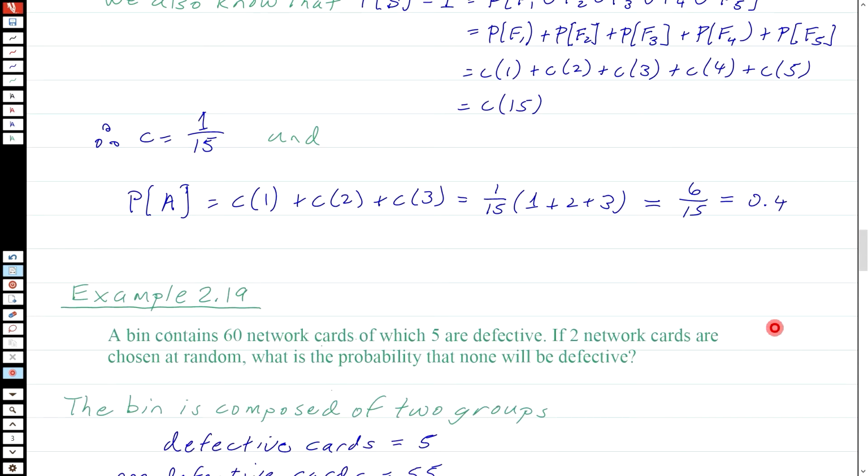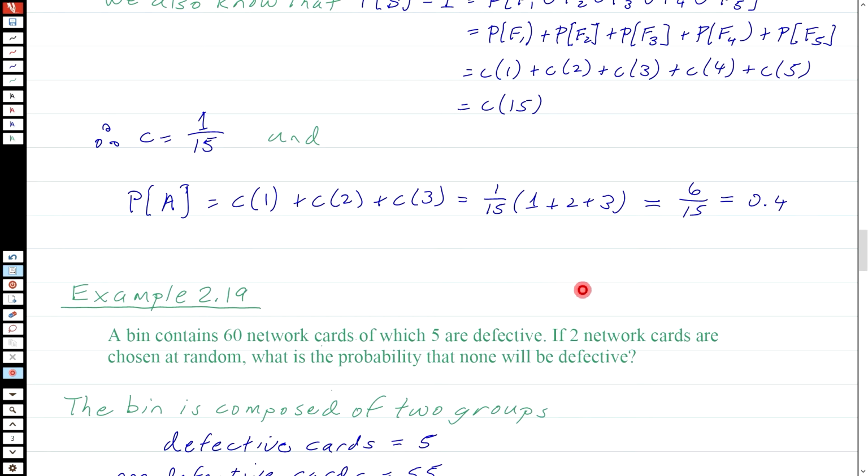Another example that we can look at: a bin contains 60 network cards, of which 5 are defective. Of course, you might wonder, if we know that 5 are defective, why didn't we just throw them out? But let's just, for illustration's sake, assume that we know 5 are defective, but we don't know which 5. If 2 network cards are chosen at random, what is the probability that none will be defective?